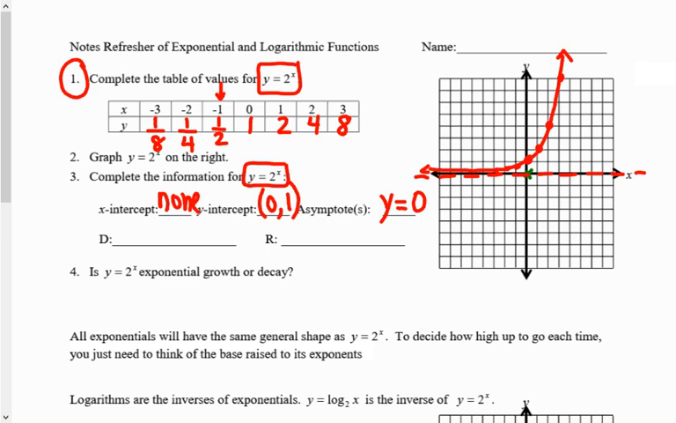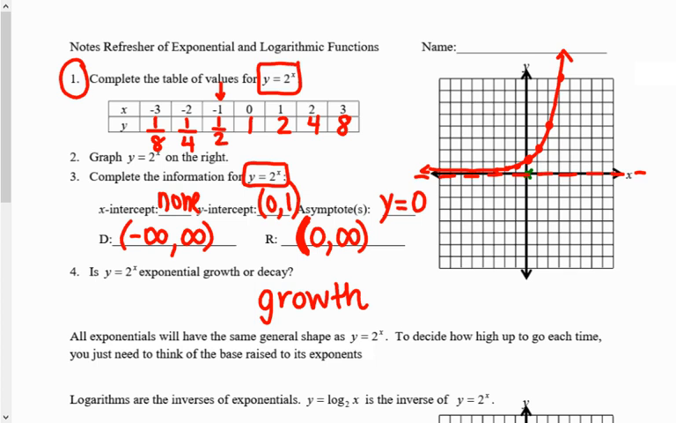The domain for any exponential function is going to be all real numbers, or from -infinity to infinity, because you can take a number to any power. The range is usually greater than 0, so you could write y is greater than 0 or from 0 to infinity. I'm going to put from 0 to infinity. Notice there's a parenthesis over here on the left side because y doesn't actually equal 0. It is my asymptote. Number 4 says, is 2 to the x exponential growth or decay? I am increasing as I go, so this is called growth. Lots of things in the real world grow exponentially.